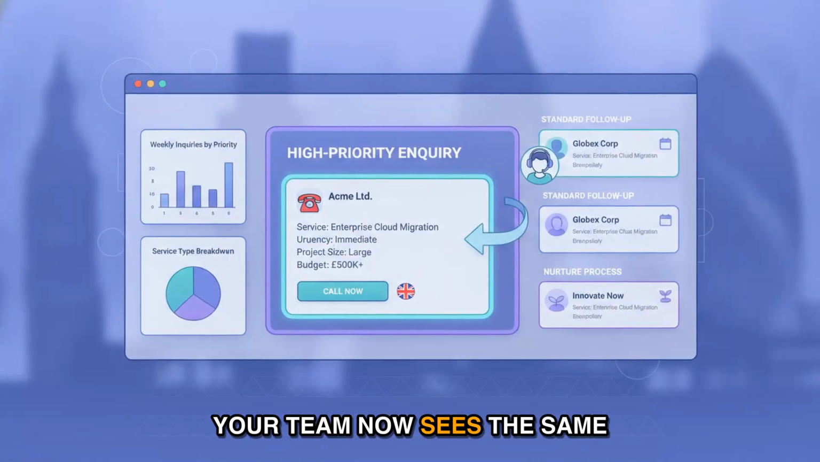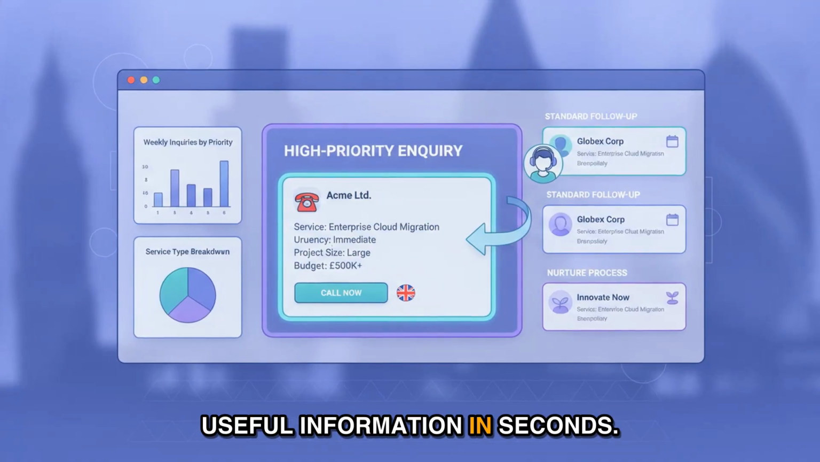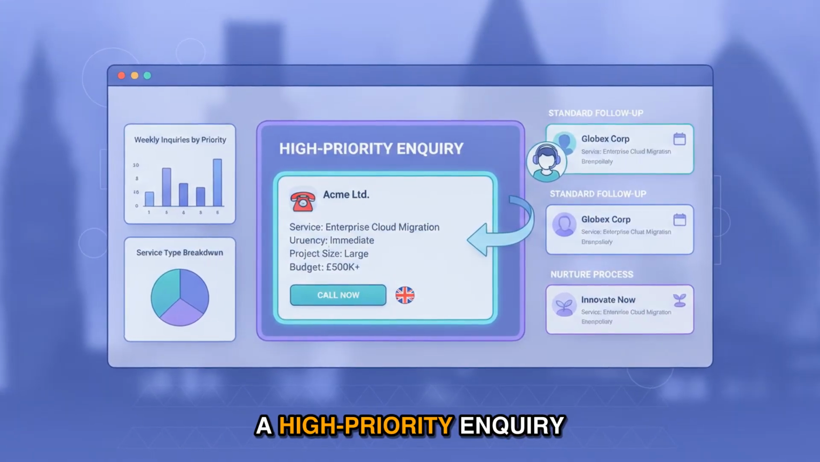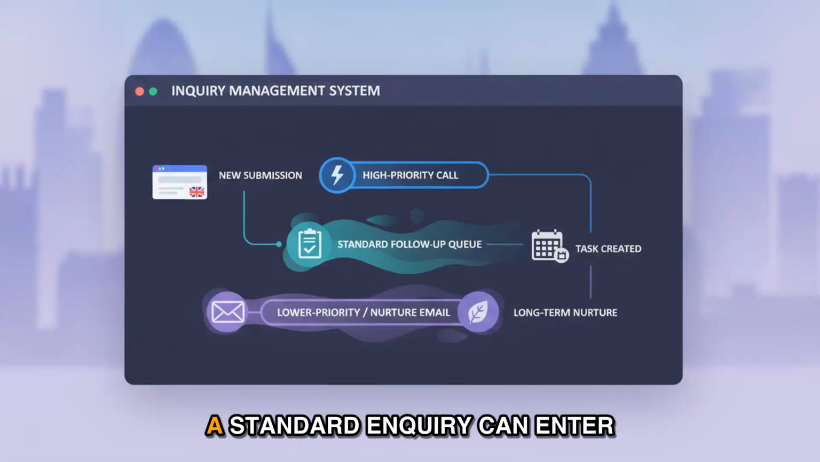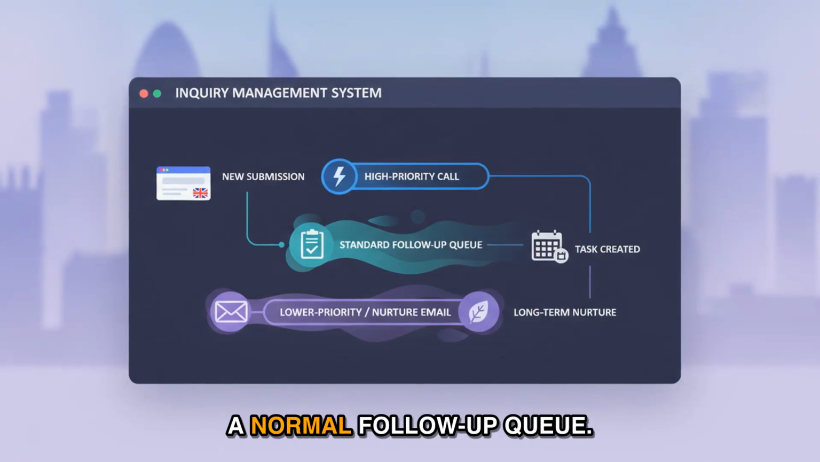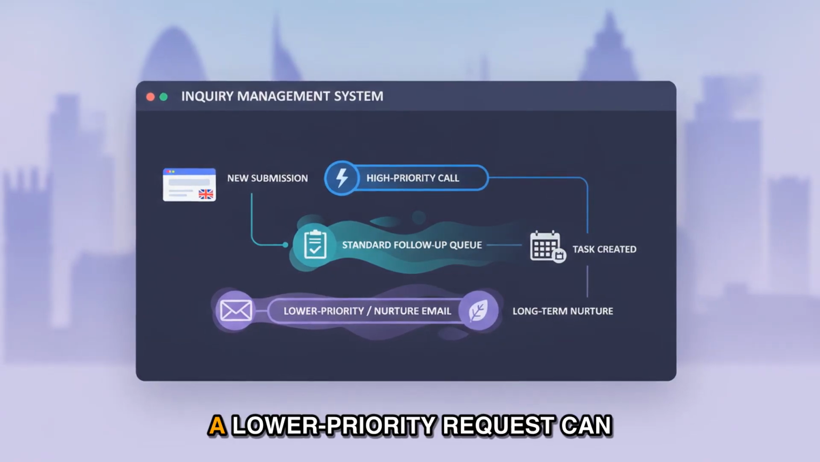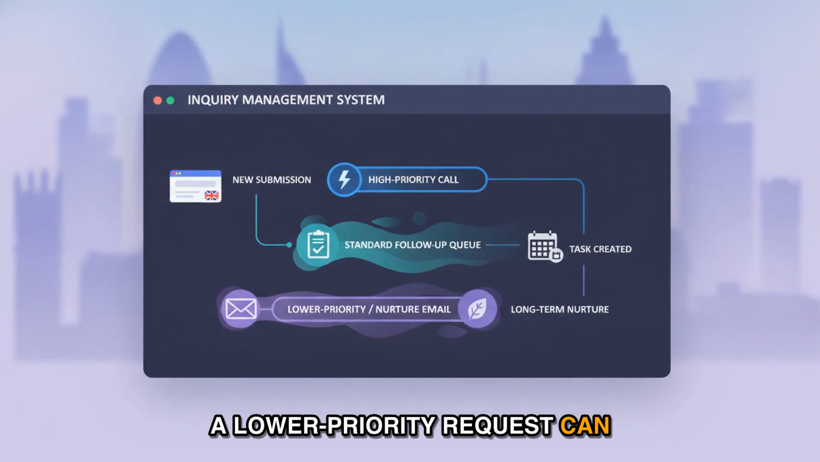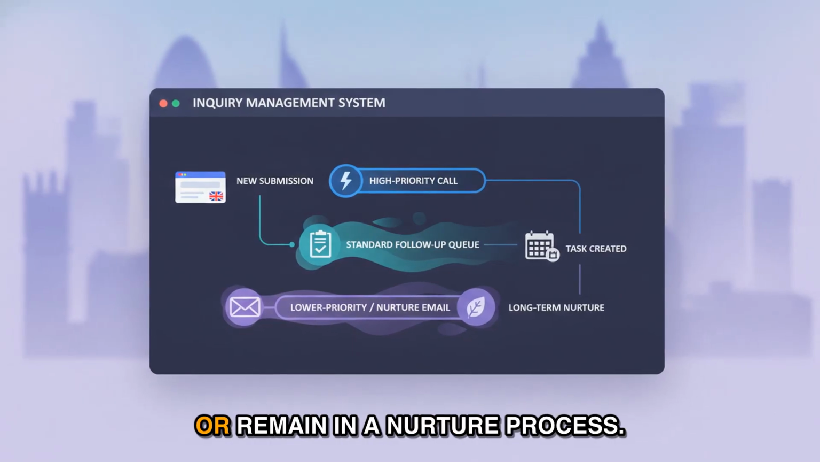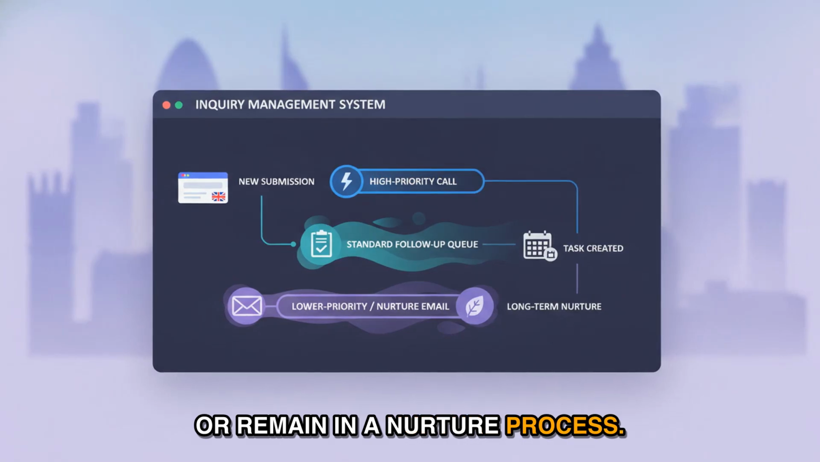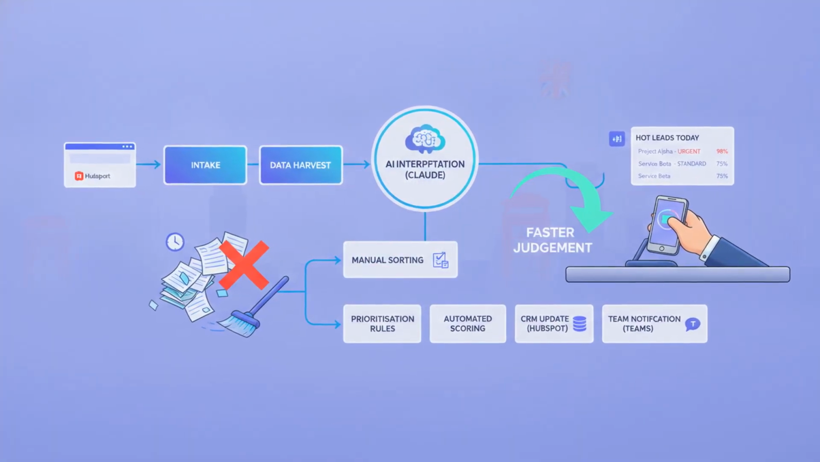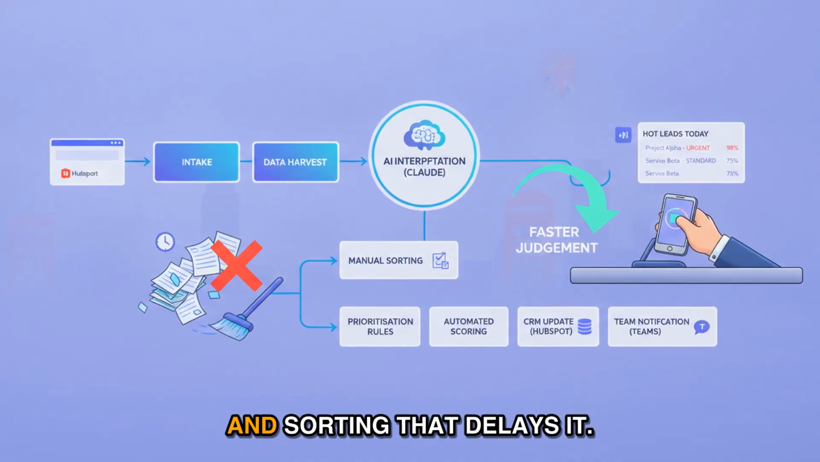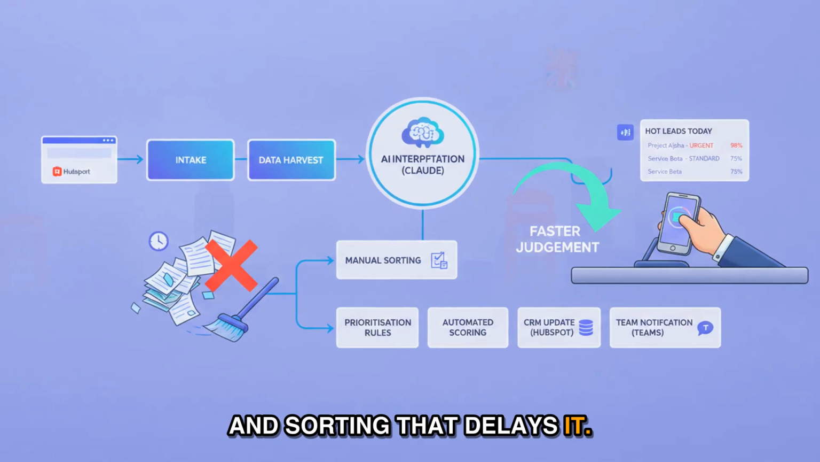Your team now sees the same useful information in seconds. A high-priority inquiry can receive a call quickly. A standard inquiry can enter a normal follow-up queue. A lower priority request can receive a helpful email or remain in a nurture process. The workflow does not replace judgment. It removes the copying and sorting that delays it.